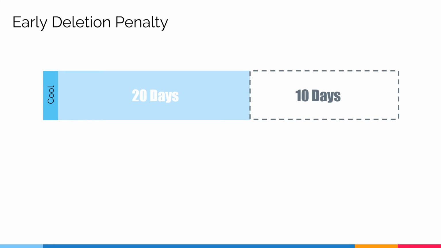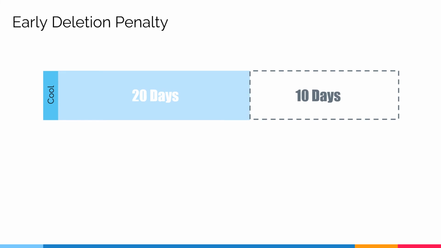Another thing to be aware of are early deletion penalties. Throughout this presentation, we've talked about the need for blobs to stay in cool storage for at least 30 days and in archive storage for at least 180 days. The reason for this is that although you can move or delete your blob before this time, you are charged for the entire duration.